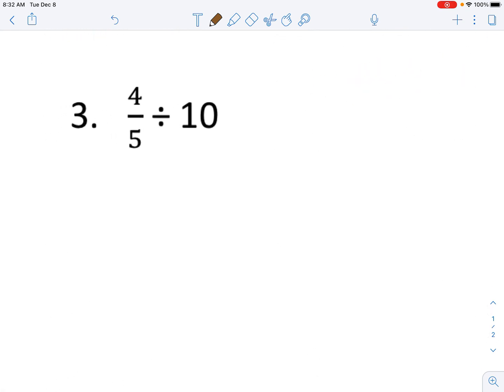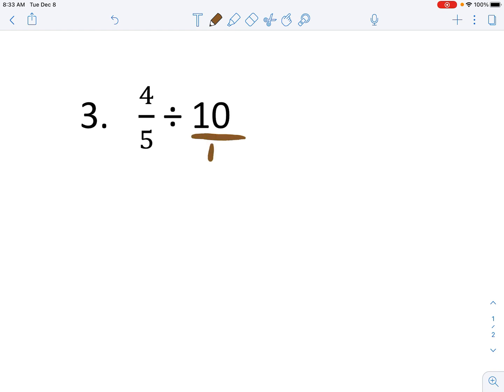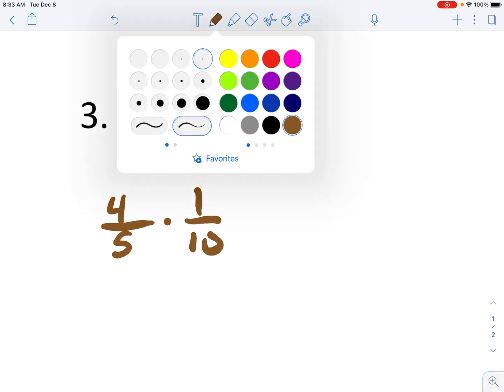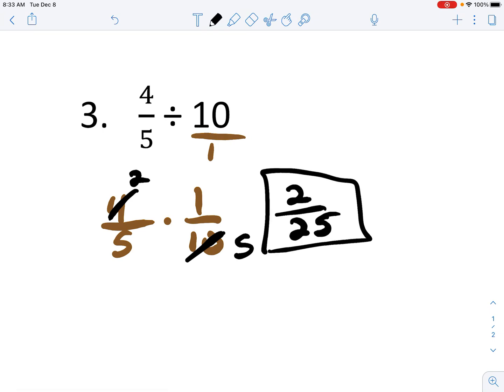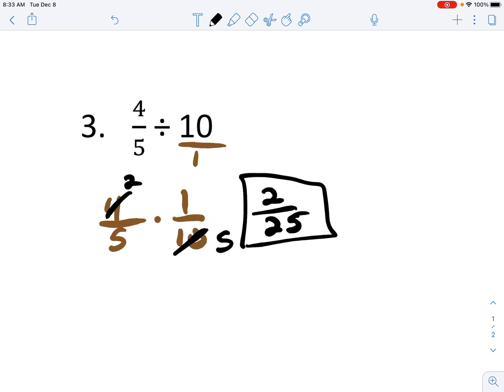Let's go ahead to number 3. 4/5 divided by 10. We're going to put 10 over 1. Okay, and we get 4/5 divided by, after we skip, dot, flip, 1 over 10. I can cancel out the 10 and the 4. That is 2 and 5. I multiply across, and I get 2/25. And that is my answer.